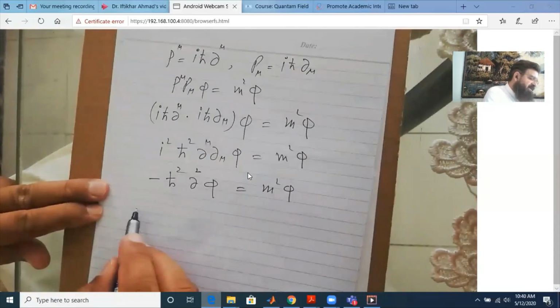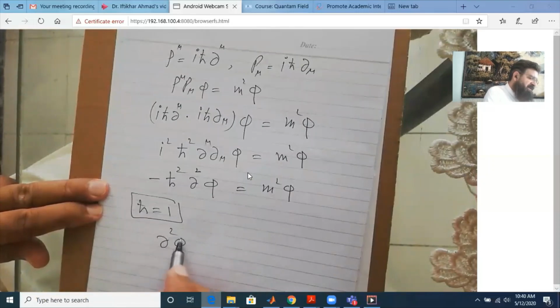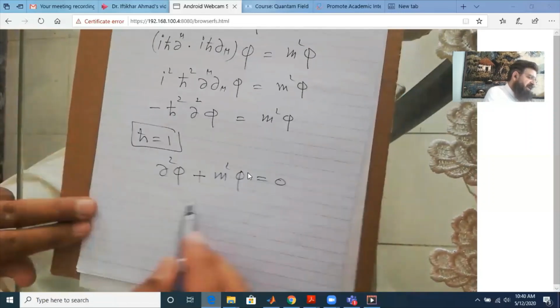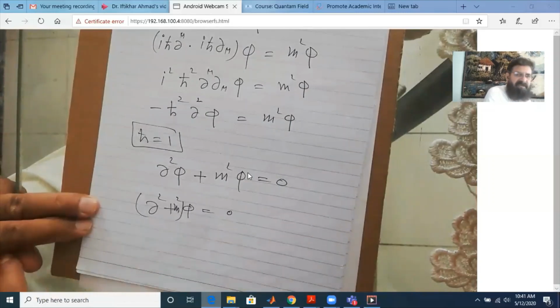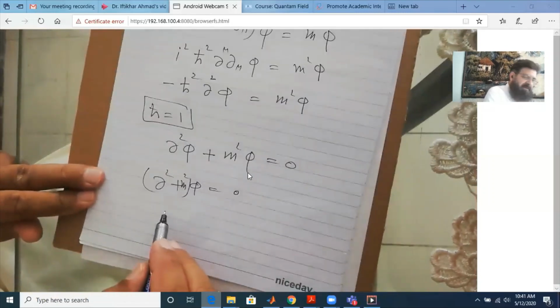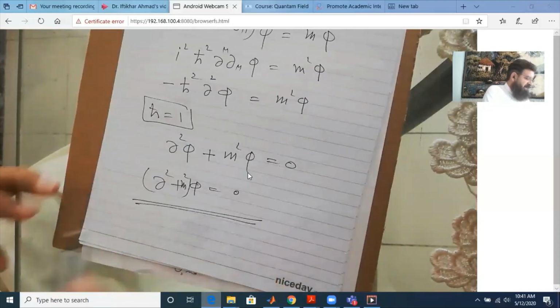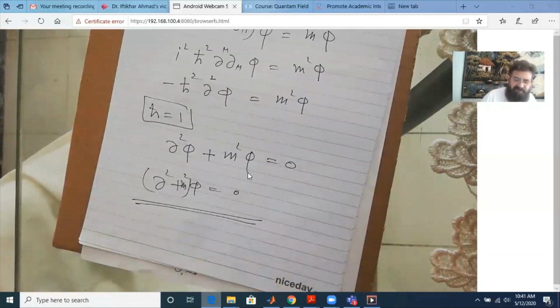Put the value of h-bar equal to 1. Then you get partial square phi plus m square phi equal to 0, and then taking phi common, this is known as the Klein-Gordon equation. You got this equation? Any question? Okay, thank you.